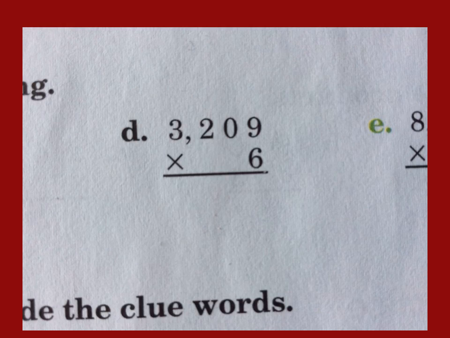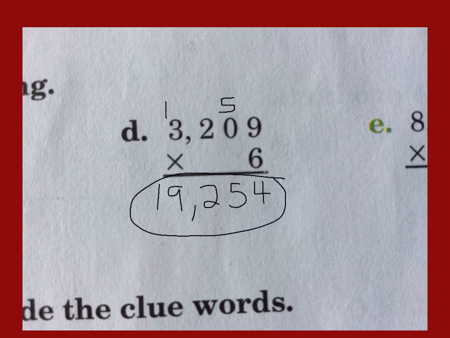D, 6 times 9 is 54, so we'll put a 4 here, carry our 5. 6 times 0 is 0, plus 5 more would be 5. 6 times 2 is 12, so we'll put a 2 and carry the 1. And 6 times 3 is 18, plus the 1, that would give us 19. Count 3 places over, put your comma, and we get 19,254.